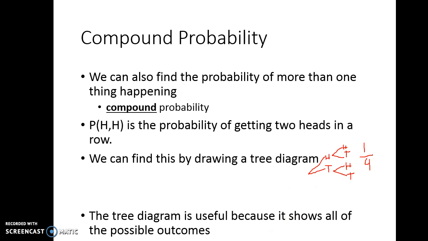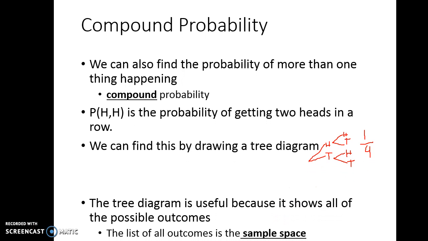This tree diagram is useful because it shows all of the possible outcomes. So you might have been able to think about that easily. But if you draw it out like this, it shows all of the outcomes. And we call this the sample space. So heads-heads, heads-tails, tails-heads, tails-tails would be called the sample space for this example.